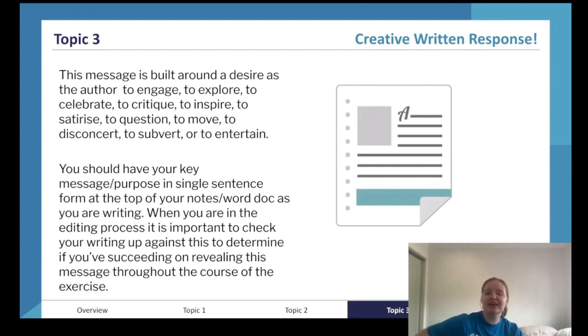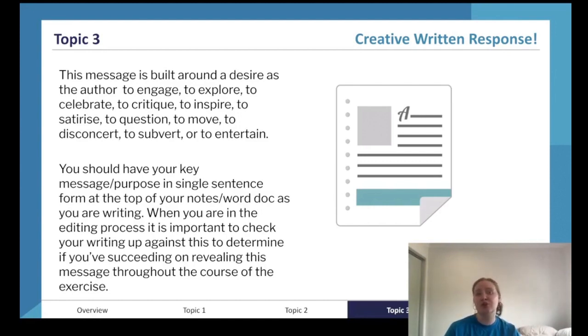You should have your key message or purpose in a single sentence form at the top of your Word document as you are writing. You want to condense this message down into something really succinct, really clear. Now that sentence isn't going to be staying in your story. Remember, we want to be subtle, we want to be complex in the way that we are developing and delivering this message, but it can be really helpful as you're writing to have it in that really clear form.